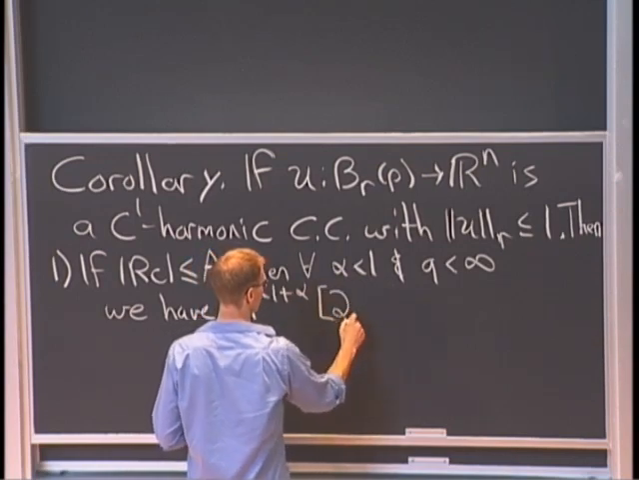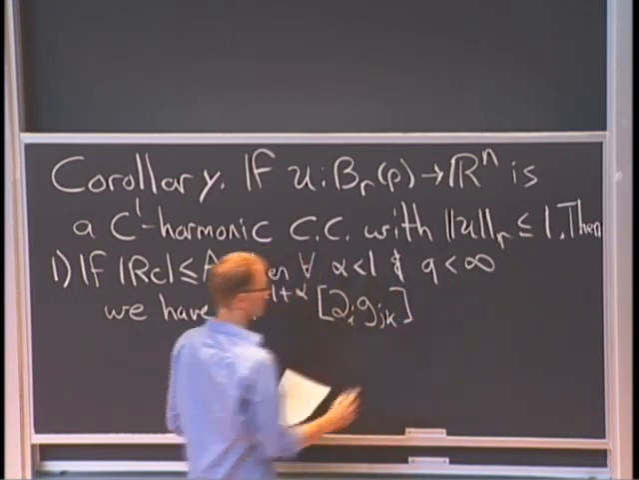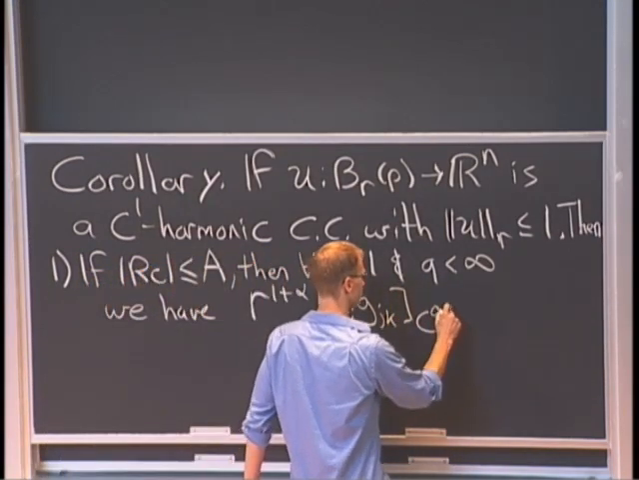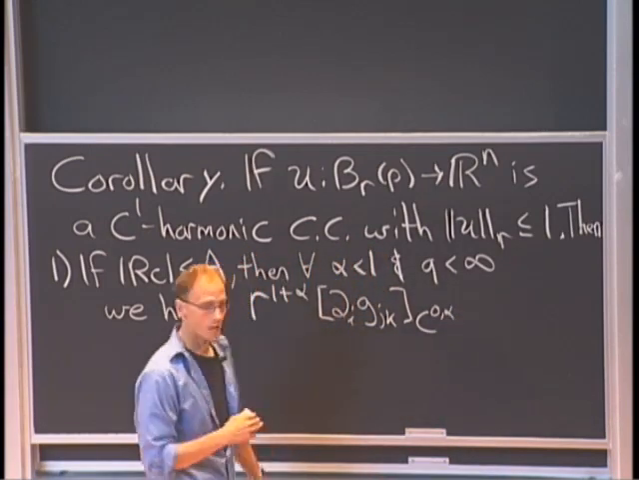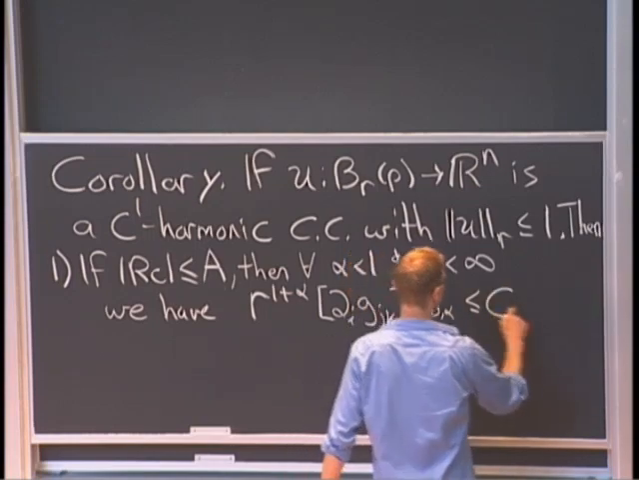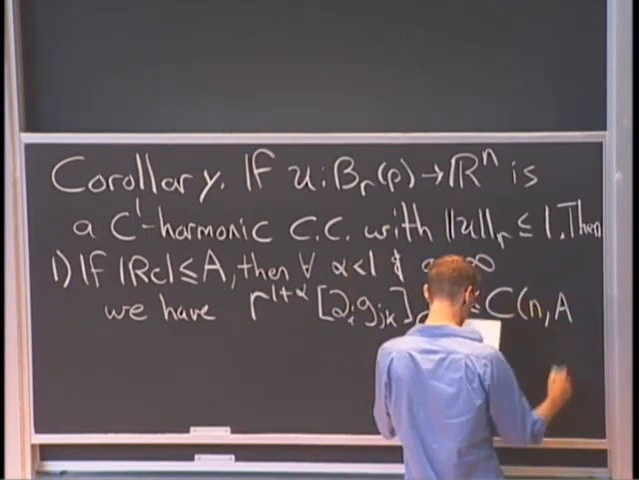if we look at the partial derivative of Gij, our metric in the coordinates, and we look at its C0 alpha norm. So we're going up a derivative, or up alpha derivative here. Then this is actually bounded above by some C of n, A.